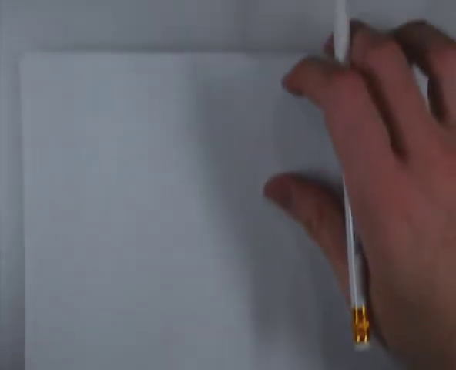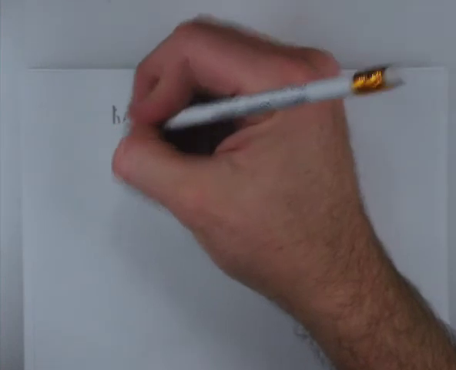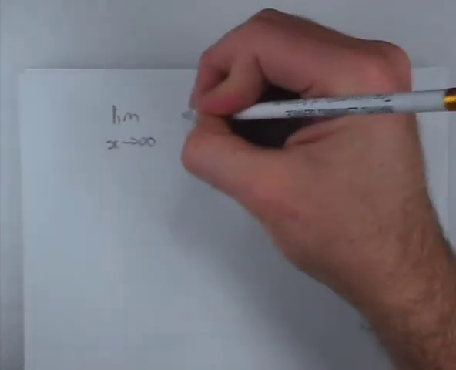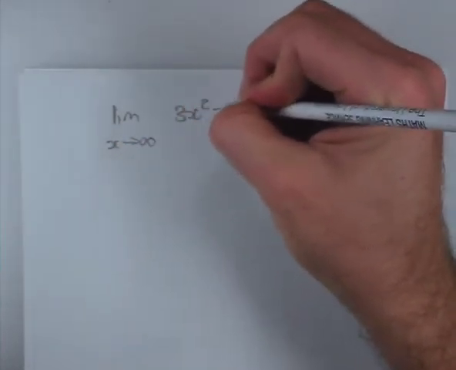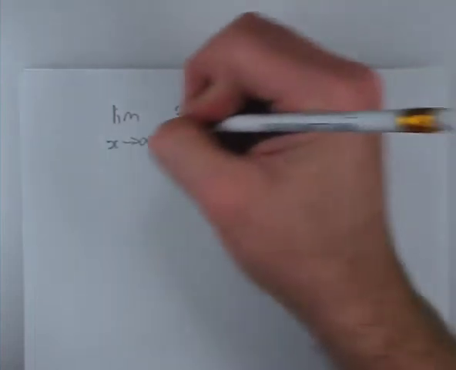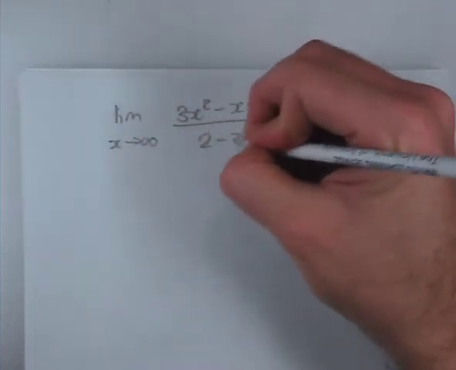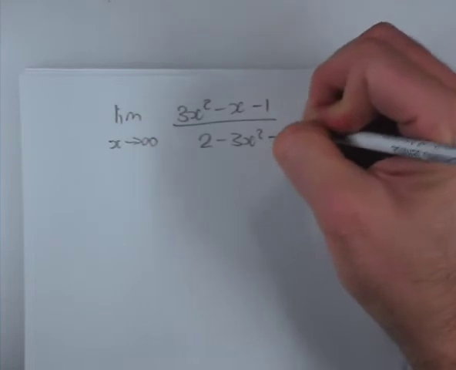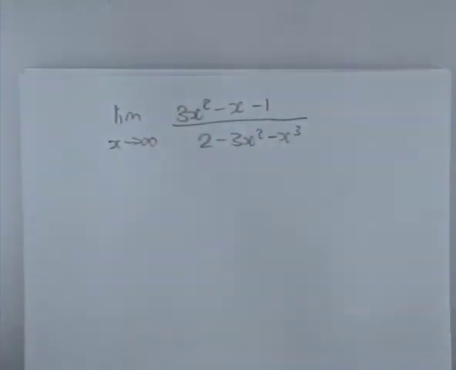All right. Any other questions about anything at all? I have more questions. I've got one. Yep. Limits. If you've got the limit as x tends to infinity of 3x squared take x take 1 divided by 2 take 3x squared take x cubed, how do you deal with the whole infinity situation?